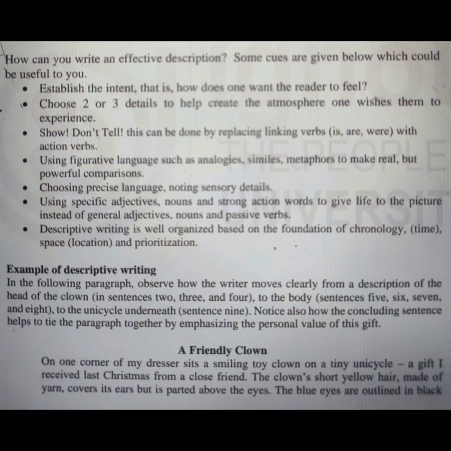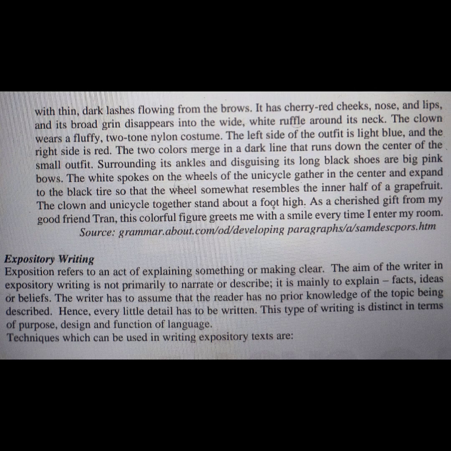On one corner of my dresser sits a smiling toy clown on a tiny unicycle, a gift I received last Christmas from a close friend. The clown's short yellow hair, made of yarn, covers its ears but is parted above the eyes. The blue eyes are outlined in black with thin, dark lashes flowing from the brows.